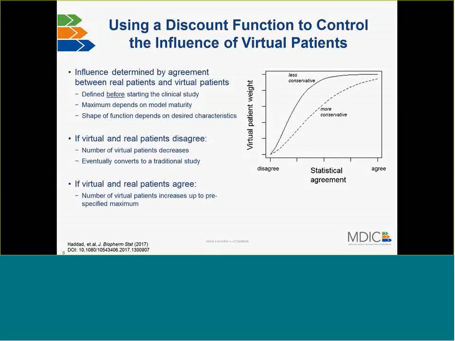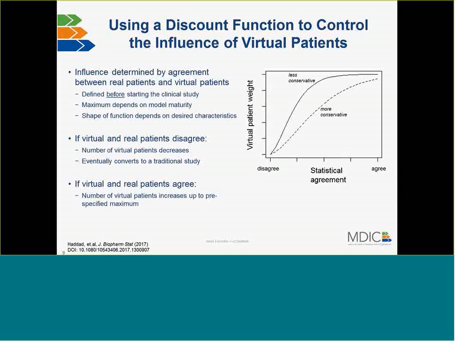On the flip side, maybe you have a really well-validated model, and so you're willing to live with less statistical agreement. That measure of statistical agreement can be something as simple as a t-test between your two groups, or various other sorts of stochastic comparisons. The thing to remember, though, is that when the virtual and the real patients disagree, you're eventually converting to a traditional clinical study. So this really gives you a lot of protection in the case that, as the statisticians say, your virtual patient model is misspecified.